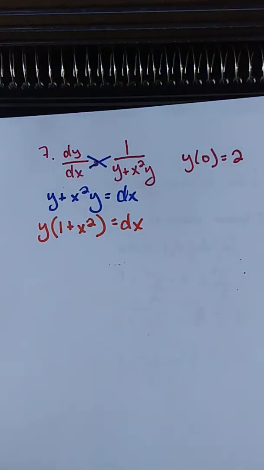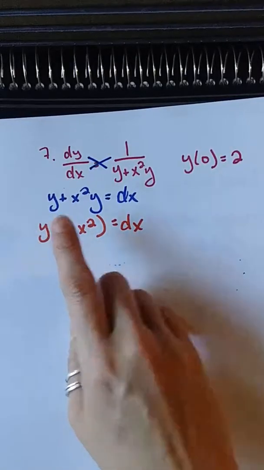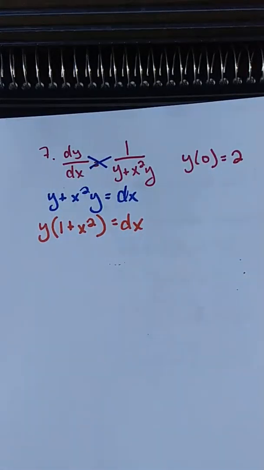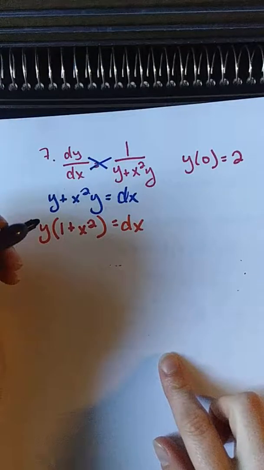And now we can see that in order to get the 1 plus x squared away from y, we can just divide both sides by 1 plus x squared. So on the left, we will have, oh, I forgot to write my dy.